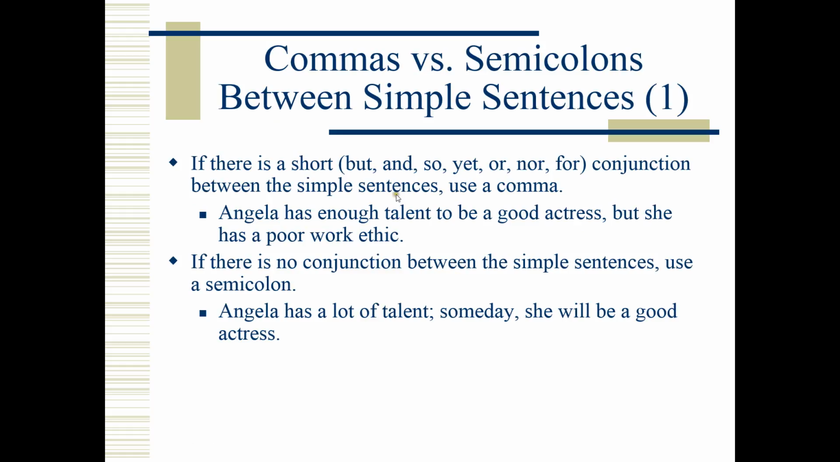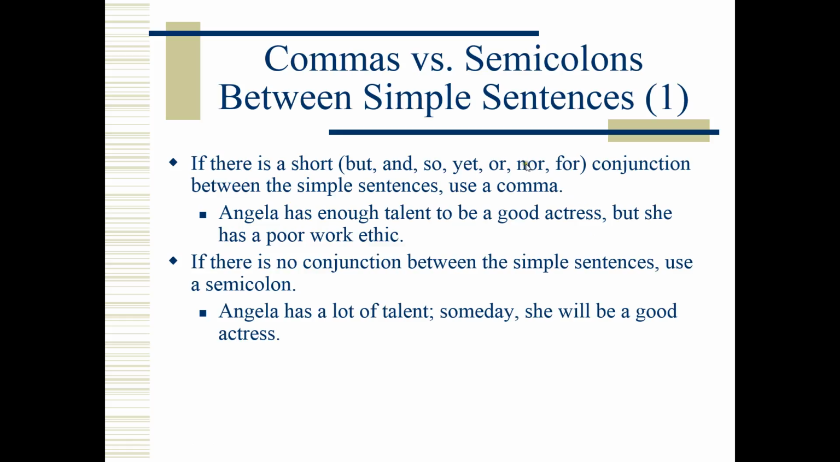And this right here, if I can point to it without messing up my screen, is the list of conjunctions that when they occur between independent clauses, you would put commas before them, as I did right here. So, I've listed them like this. The conjunctions are but, and, so, yet, or, nor, and for.